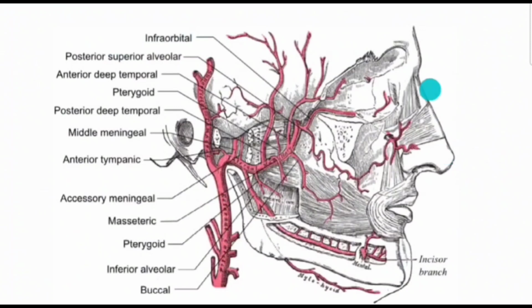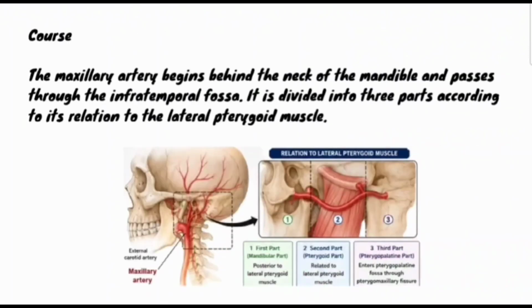Now this is the whole complex diagram, and we will see it and revise it at the end of this lecture, because if I tell you now, you won't understand it. Okay, what is the course of this artery? The maxillary artery begins behind the neck of the mandible and passes through the infratemporal fossa, and it divides into three parts according to its relation with the lateral pterygoid muscle.